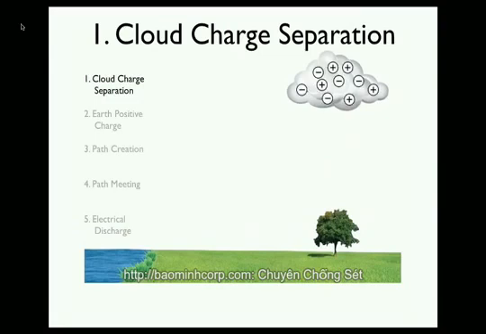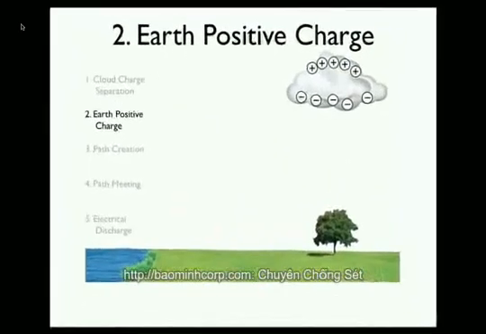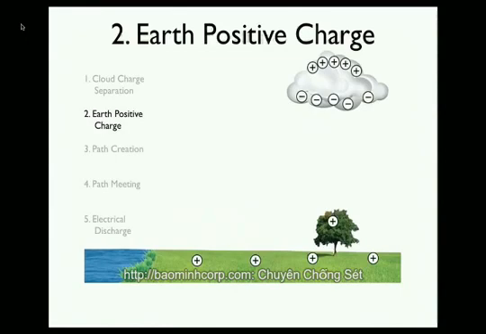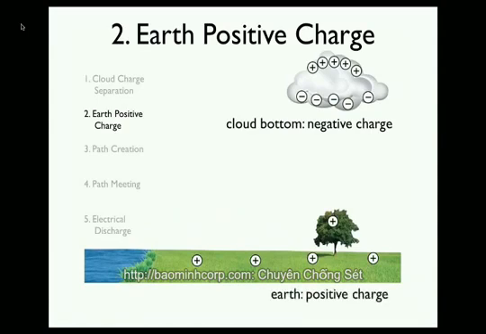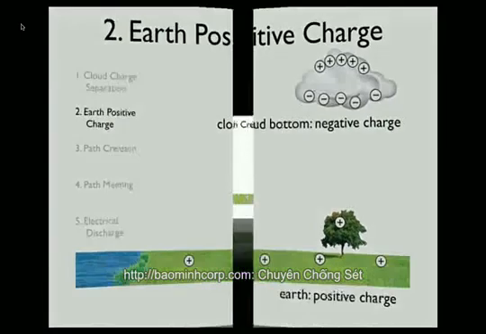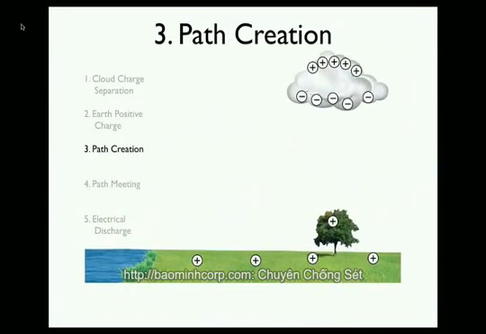Positive and negative charges within the cloud are separated, with the positive charges at the top and the negative charges at the bottom. Now, in the next stage, the Earth acquires a positive charge. This happens when the cloud charge separation is so strong that the strong negative charge at the bottom of the cloud causes the Earth's surface to acquire a strong positive charge, in the same way that opposite poles of a magnet attract.